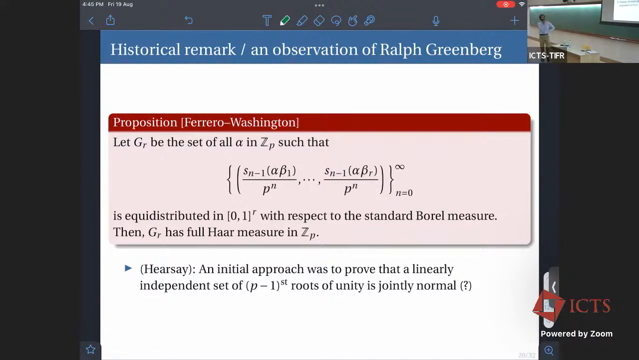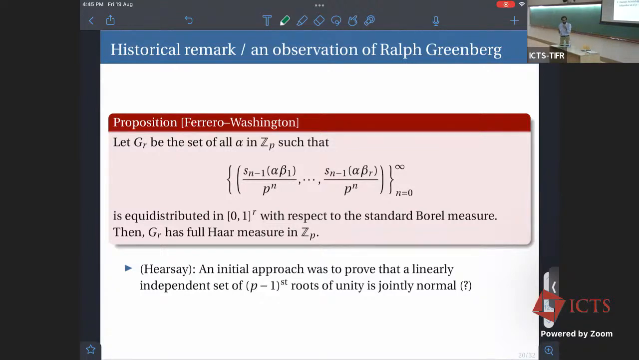I think Washington and Ferrero independently had some results on the mu invariant. If you look at this proposition, the final statement is a measure 1 statement, and there's an extra parameter alpha coming into the picture. This extra parameter is the partial sum S_n(alpha beta_1)/p^n, up to S_n(alpha beta_r)/p^n.